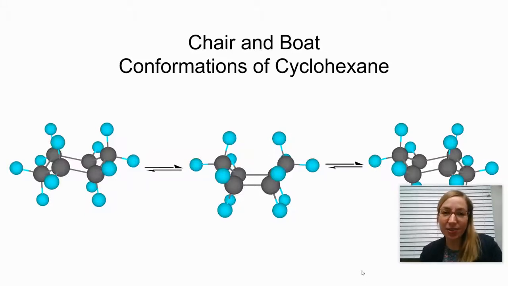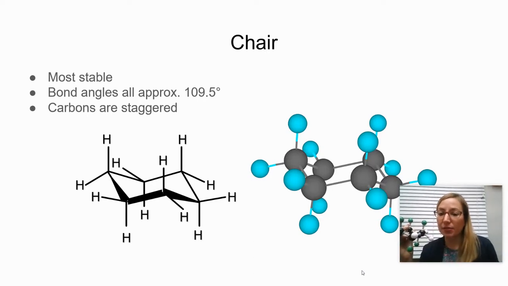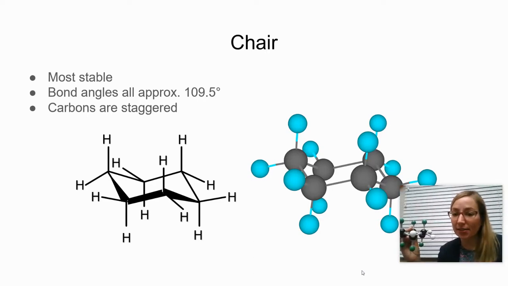Hi, organic chemistry students. Today's screencast is on chair and boat conformations of cyclohexane. The chair conformation is the most stable conformation of cyclohexane. And I've got a model of cyclohexane that we're going to use here to talk a lot about cyclohexane.